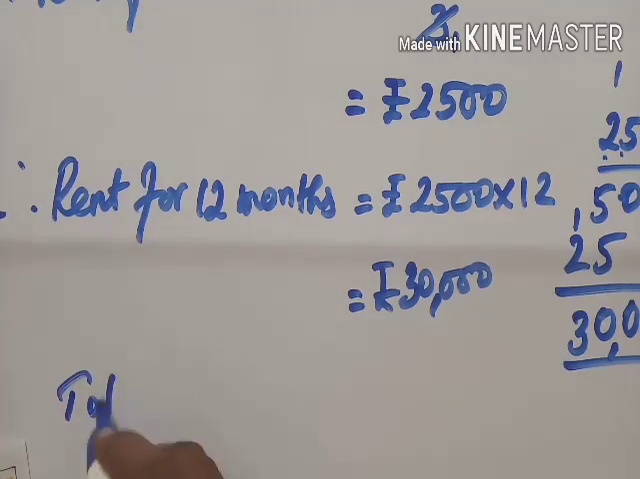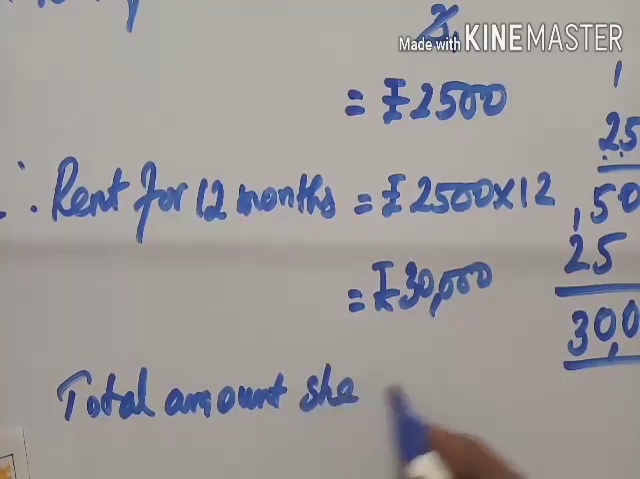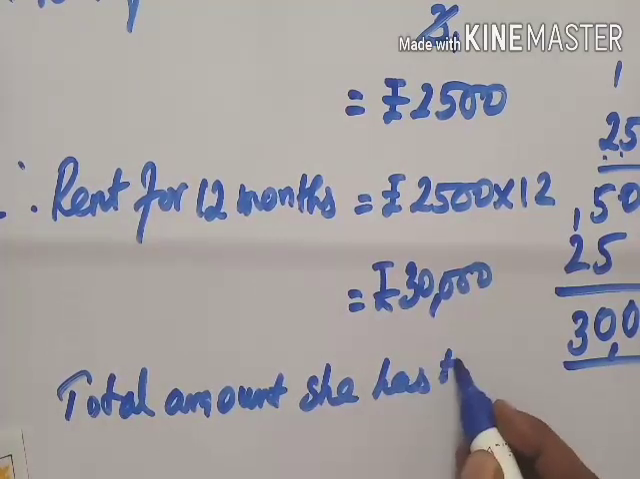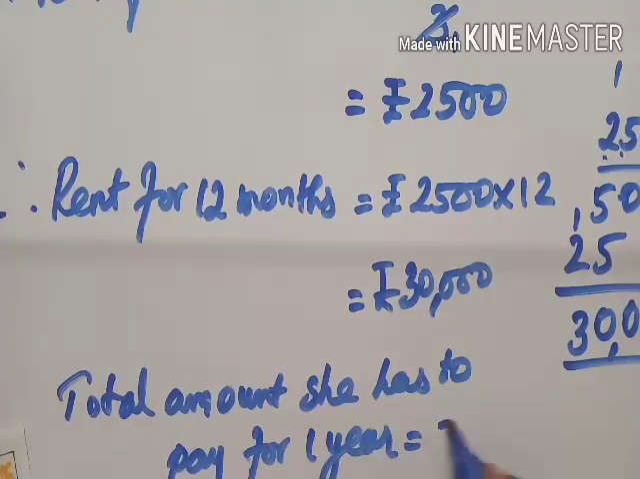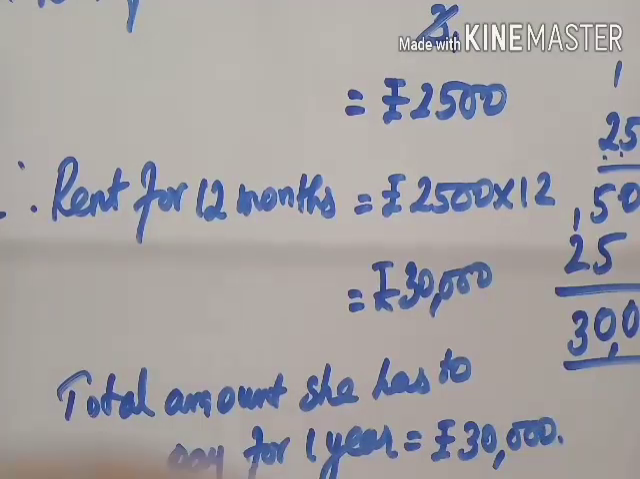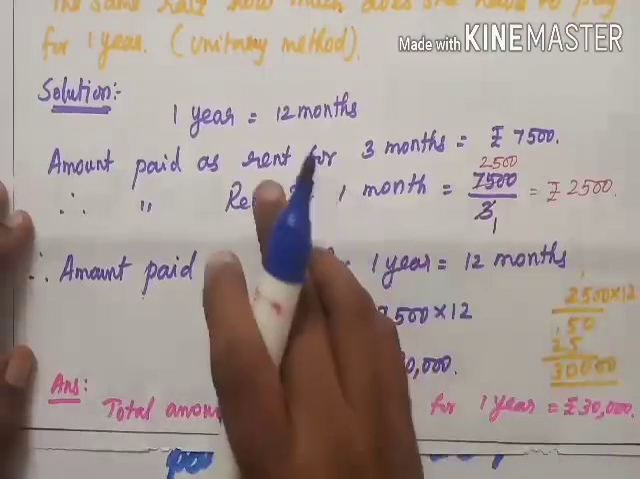So, answer is total amount she has to pay for 1 year is equal to rupees 30,000. Yes, children? Right. See, all these steps you have to write in your classwork without fail.